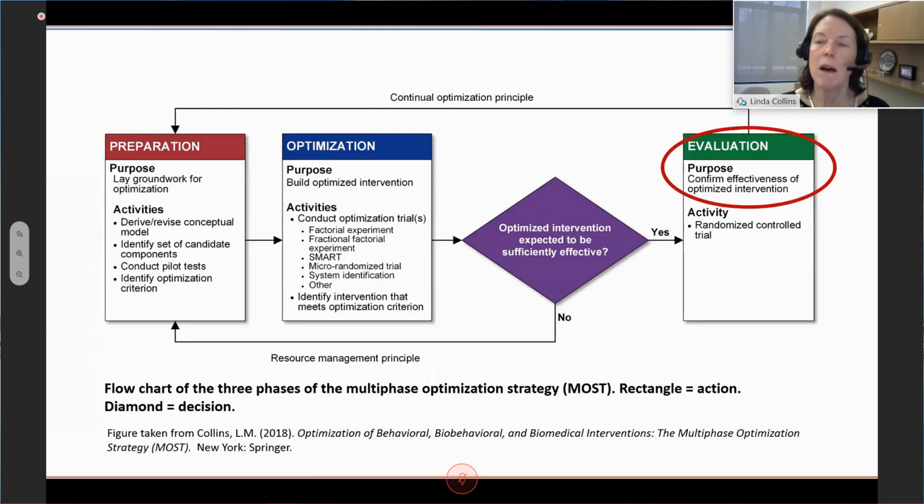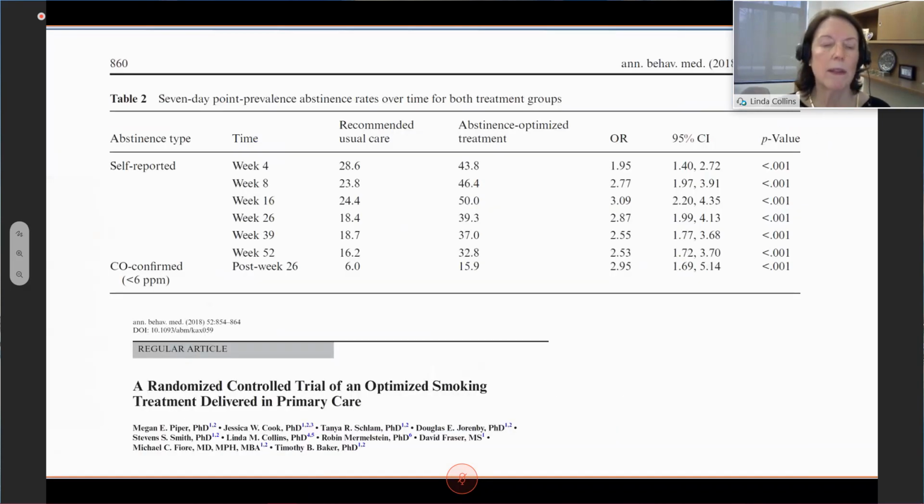And this study has gone to the evaluation phase, and this has been published. We conducted an RCT, and you can see that we did get significant results. Now, there's, of course, no guarantee that you'll get significant results. There's never any guarantee that anybody will ever get significant results. There's no guarantee that the optimized intervention will give you a significant result in an RCT, but you do have a good sense of whether you have a good set of potent components going in.